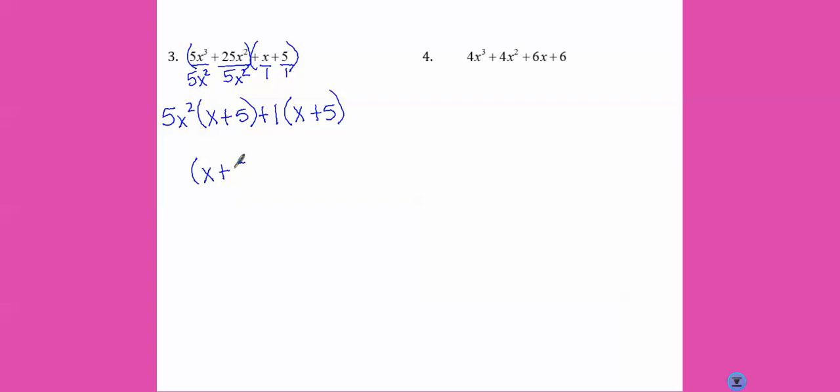Group the first two, group the second two. The first two have 5x squared in common. So I'll take that out, and I'd be left with x plus 5. X and 5 kind of look like they don't have anything in common, but everything always has a 1 in common. So we're going to factor out positive 1. We'd be left with x plus 5. We still have our matching parentheses. And then our other factor is 5x squared plus 1.